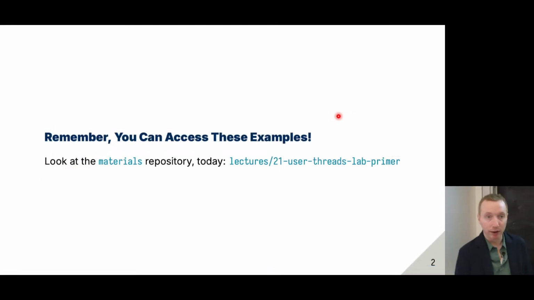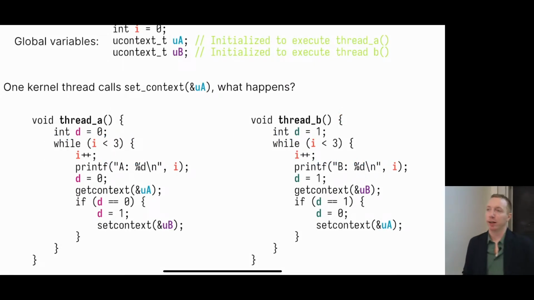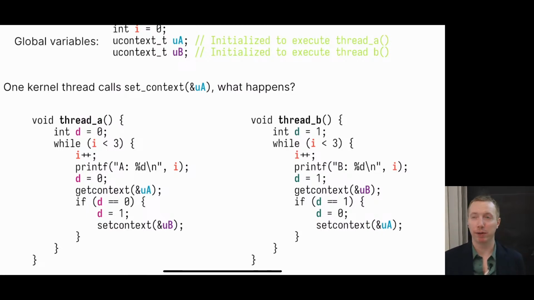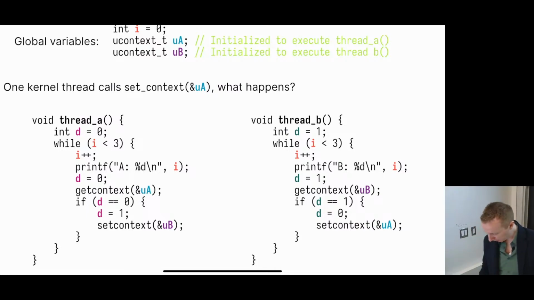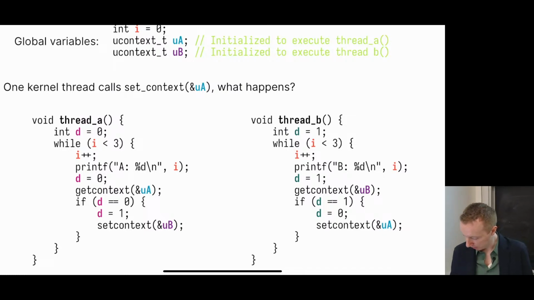All right, so this is a question that was on one of the exams at one point, and through doing this question, you can probably guess how swap context was actually implemented. So in this case, we're going to assume we have two threads, A and B. They have ucontext all set up.